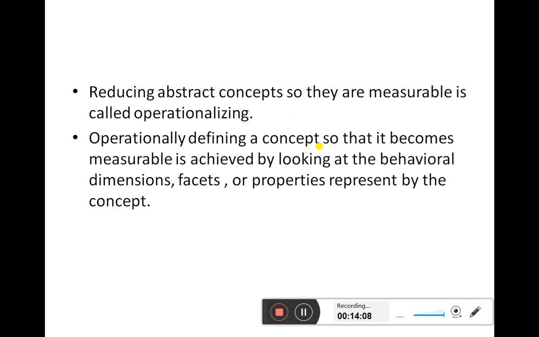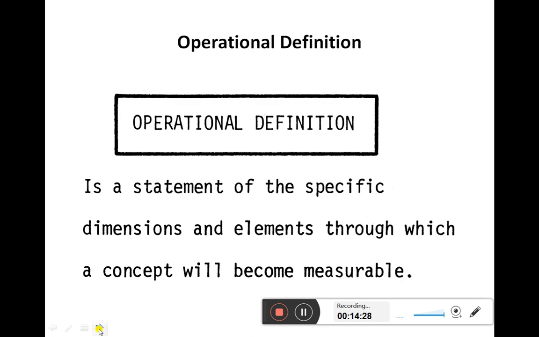So those variables must be split up into different dimensions, and each dimension must be divided into different facets or elements. So that's the concept, that's the method. This method is simply known as your operationalizing method. Hope inshallah that some idea is clear.